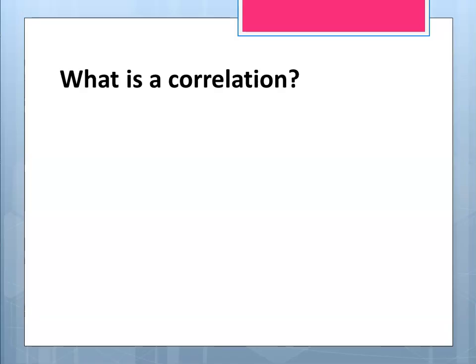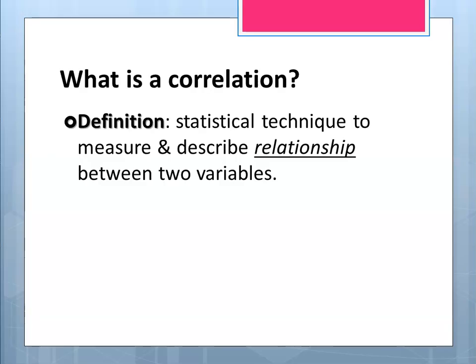Well, what is a correlation? Let's break down correlation into its two parts. The prefix co refers to two things. The word relation refers to a relationship. Together, correlation refers to the relationship between two things. In the case of the definition, we will conduct a statistical technique to measure and describe the relationship between two variables.